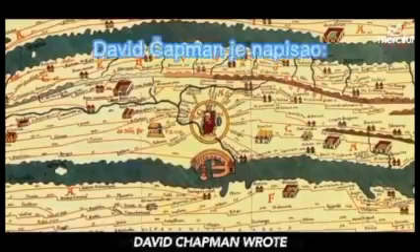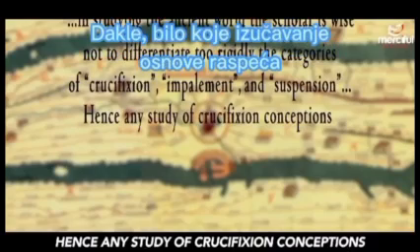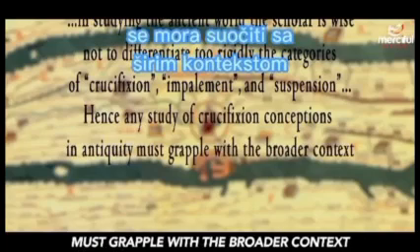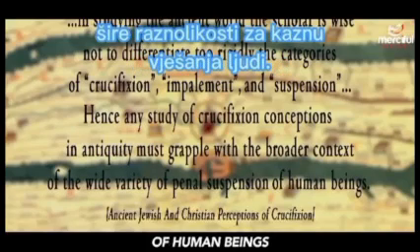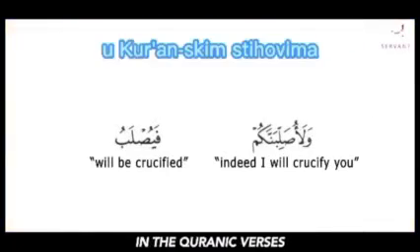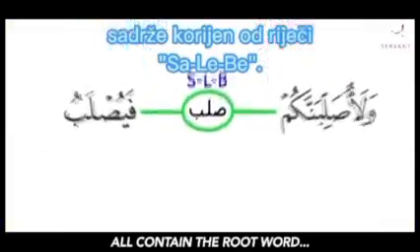Professor of Archaeology David Chapman wrote, "In studying the ancient world, the scholar is wise not to differentiate too rigidly the categories of crucifixion, impalement, and suspension. Hence, any study of crucifixion conceptions in antiquity must grapple with the broader context of the wide variety of penal suspension of human beings." The Arabic words translated as crucified in the Quranic verses all contain the root word salaba.